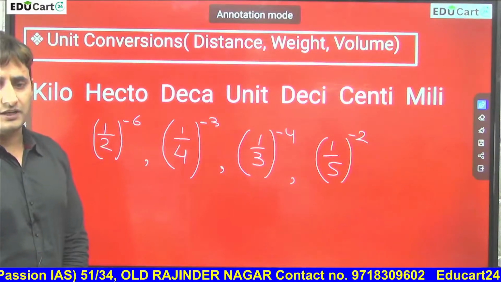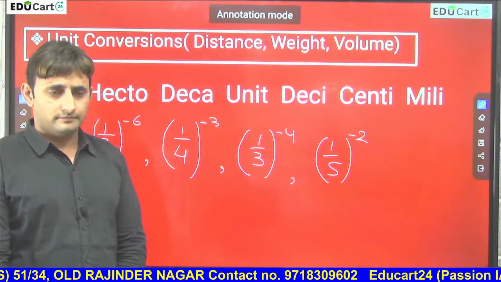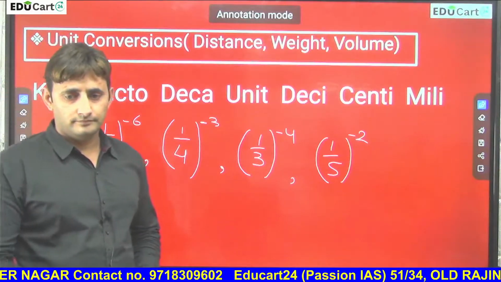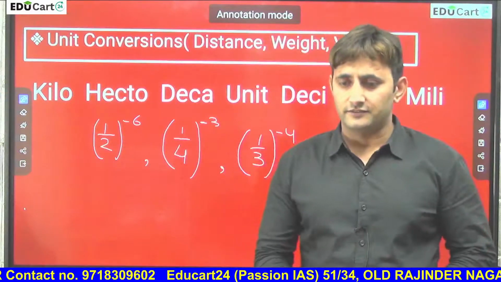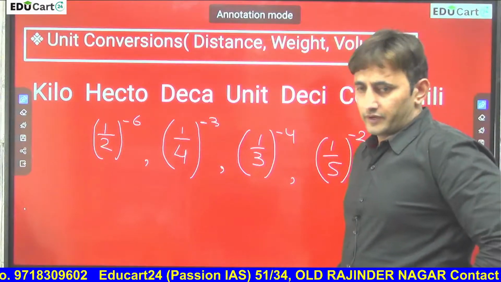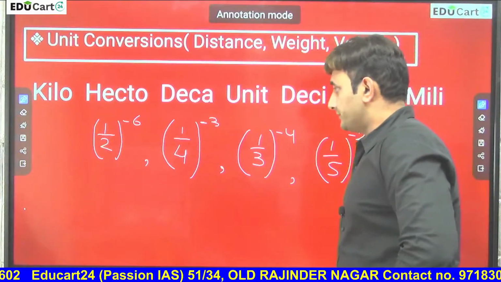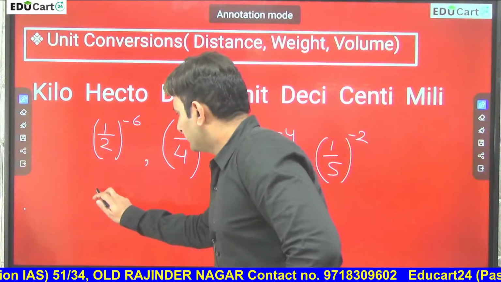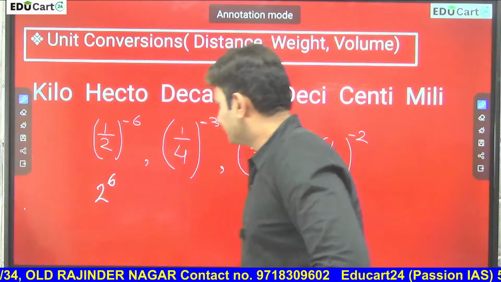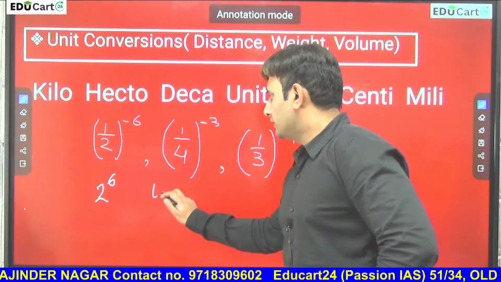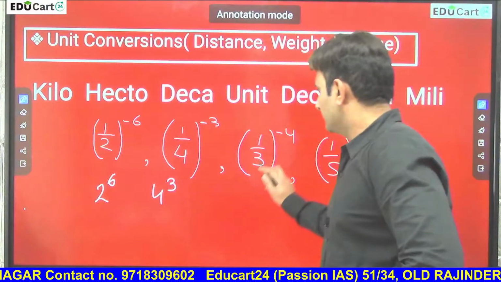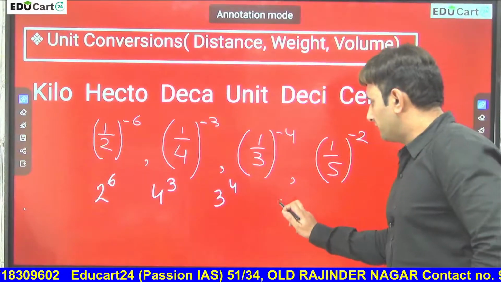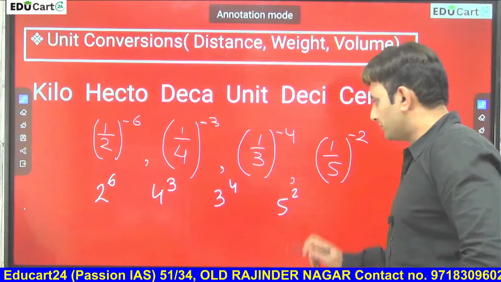Which one of the following is the largest number? Let's see who will give me the correct answer first. Okay, very good. Let's see, beta. You take the reciprocal of this. So what you will get here? 2 to the power 6. 1 by 4 will become 4, the power will become 3. 1 by 3 will become 3, the power is 4. 1 by 5 will become 5, then the power will become 2.